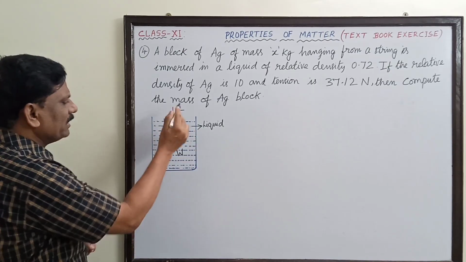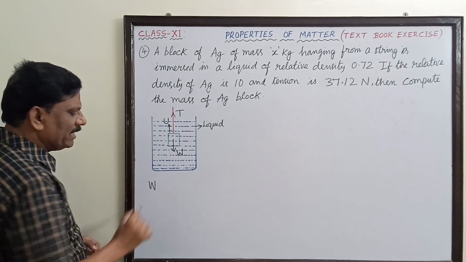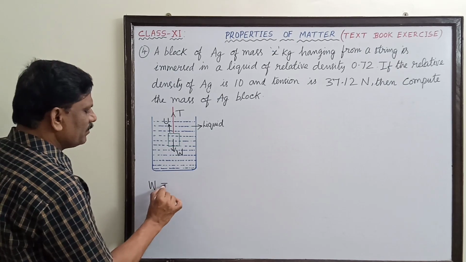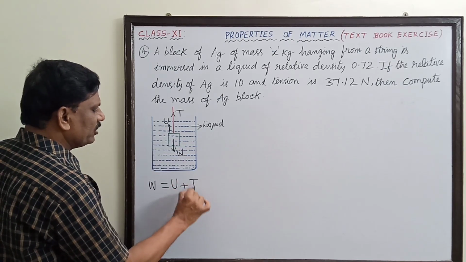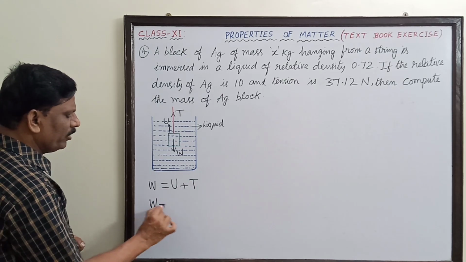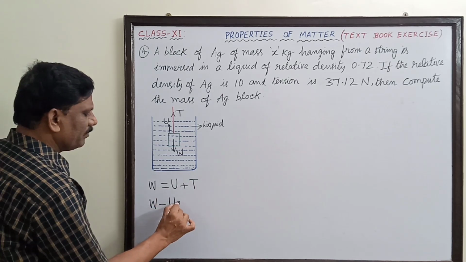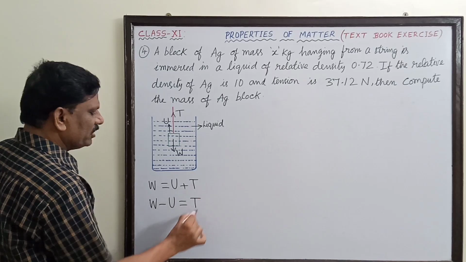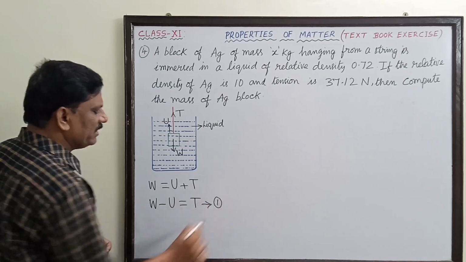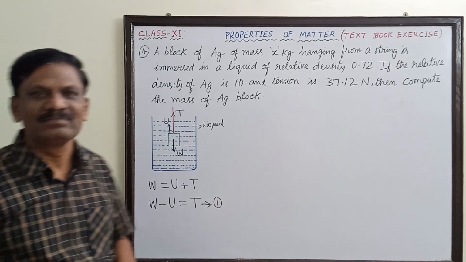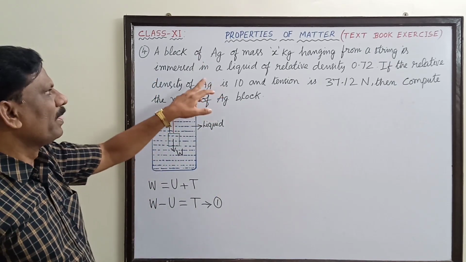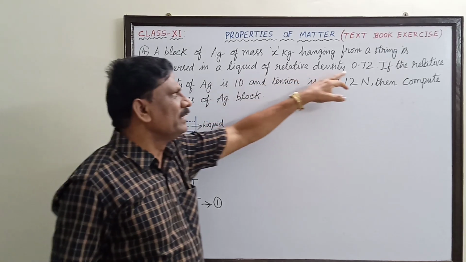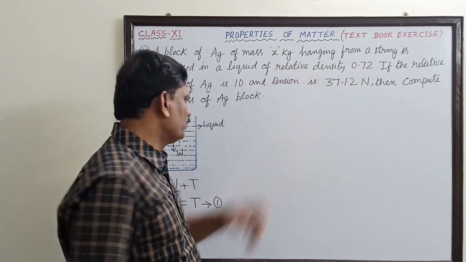So, in this picture, W is the downward force and this must be equal to the sum of upthrust and tension, or W minus upthrust must be equal to tension. So this is the first equation. Okay. Now what are the given quantities? Let us see now. The liquid is having a relative density of 0.72.